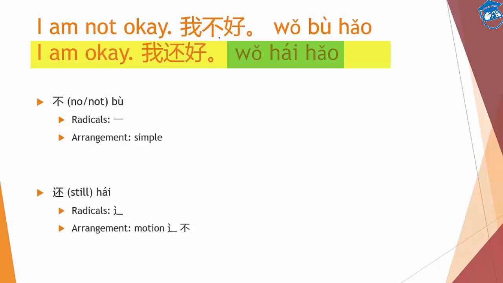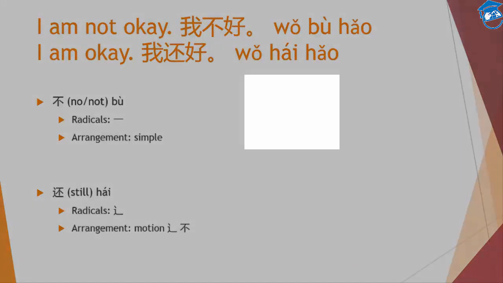So there are only 2 new words here. One is this one, and the other one is this. So 不 means no or not. It is used for verbs and adjectives. This is the pinyin, and the radical is just one horizontal line. Arrangement is simple. And then these are the strokes. 1, 2, 3, and 4. Okay? The next one is 还.